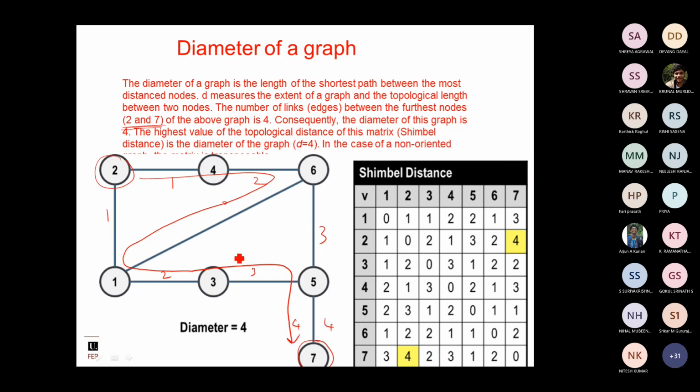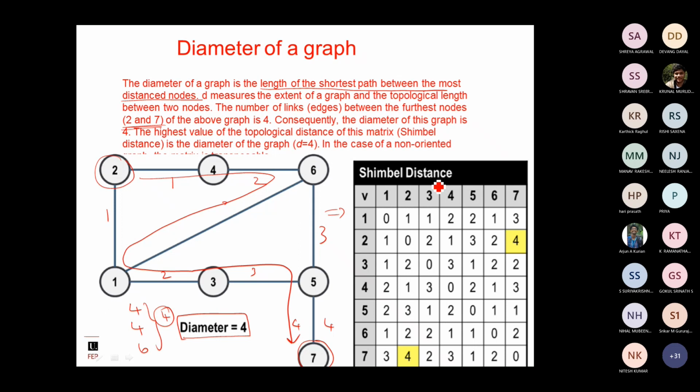But what is the diameter of the graph? I can go in 4 steps, again in 4 steps, and I can go in 6 steps. But what was the condition here? The length of the shortest path between the most distant nodes. So what is the shortest path among these? This 4 is going to be the shortest path, the number of steps it takes to reach the node starting from 2 to 7. So what is the diameter of the given graph? It is 4.